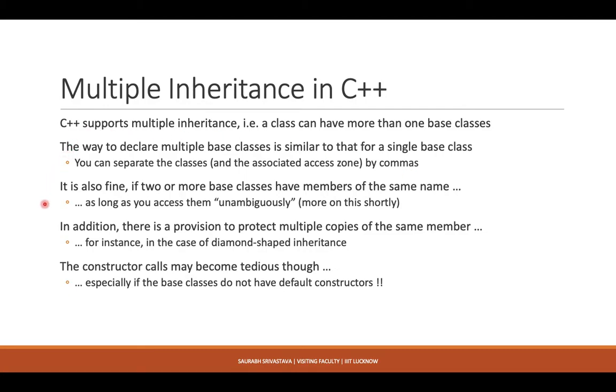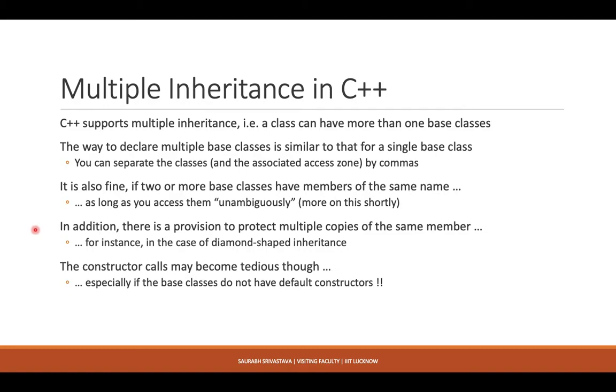It is also fine if two or more base classes have members of the same name. As such it is not a problem. You can access them separately. As long as the access to them is not ambiguous, there is no problem. You can inherit two classes which even have same-name members, but as I said, there has to be no ambiguity whenever you try to access them.